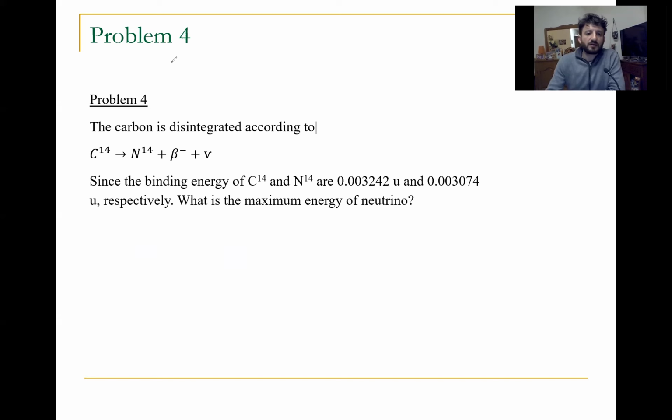Okay, now I want to find the maximum energy of neutrino. You have to know, anyway, it's an important problem. I can ask you find the maximum energy of neutrino, or I can ask you find the maximum kinetic energy of beta minus. We have the same procedure. We can have the same solution to solve these two problems. In order to solve this problem, we have to do the energy balance for this reaction.